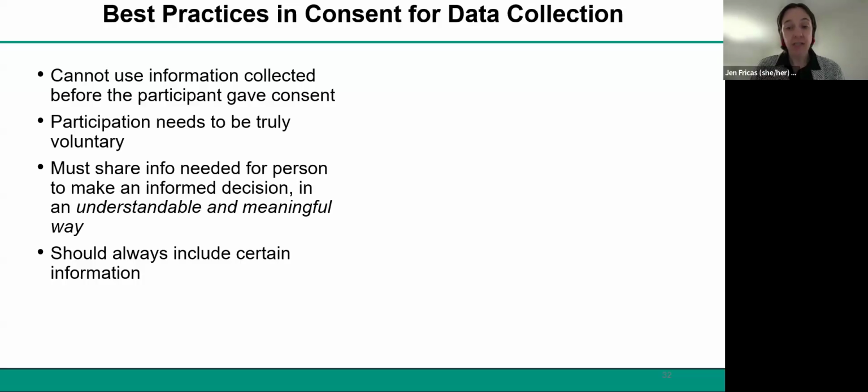Consent forms or processes should always include certain information. Go ahead and advance the right side of the slide.